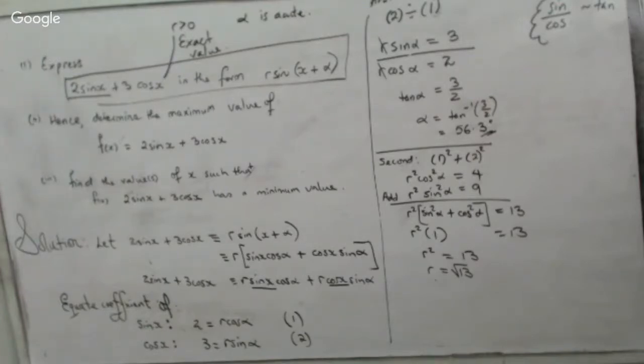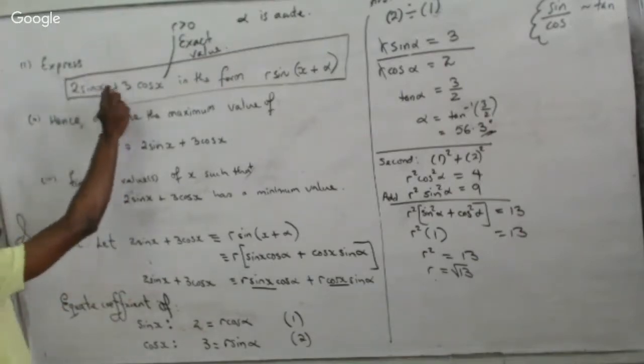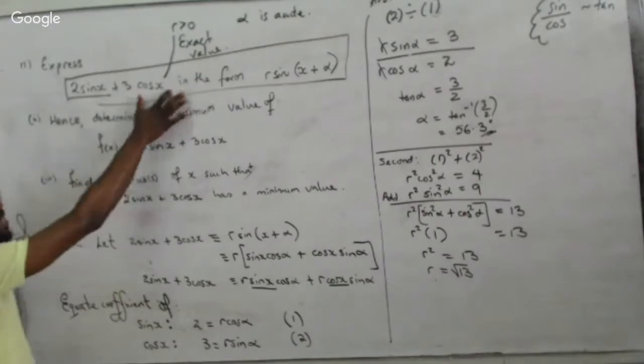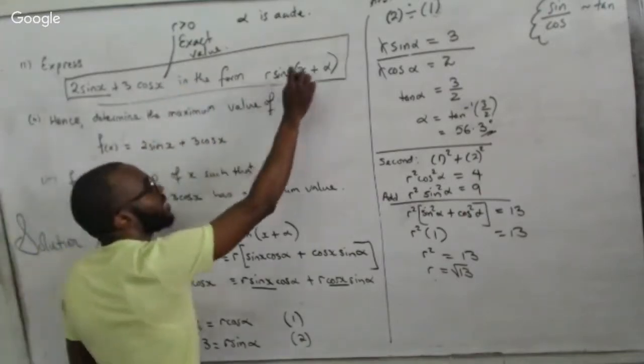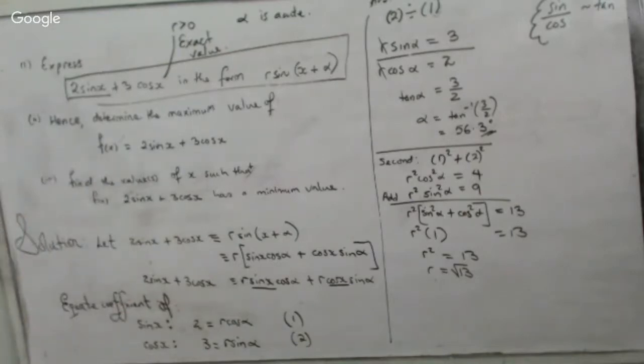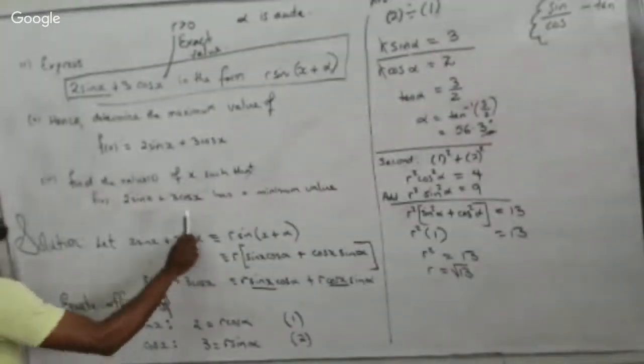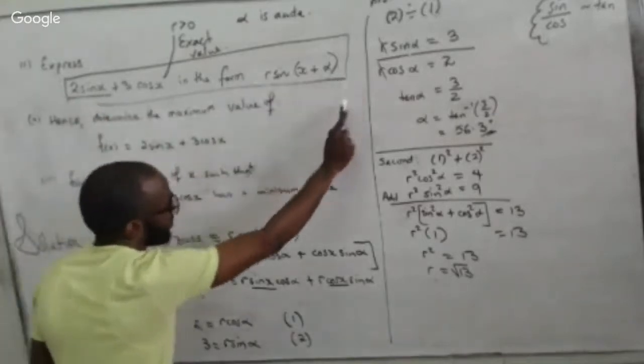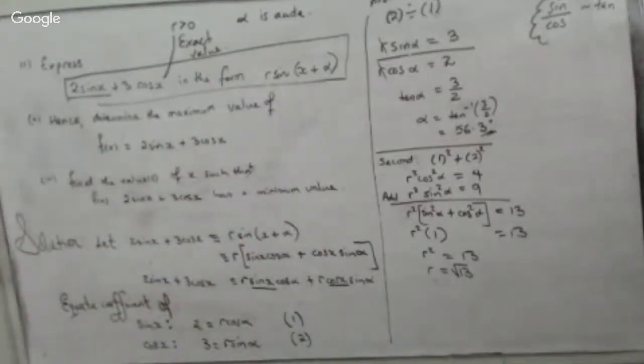Alright, ready again? I'm going to walk through the whole process one more time. The question said, write 2 sine x plus 3 cosine x in the form r sine in bracket x plus alpha. That means the first thing I need to do is let my given expression be equal to that form. That's the first thing I do all the time.